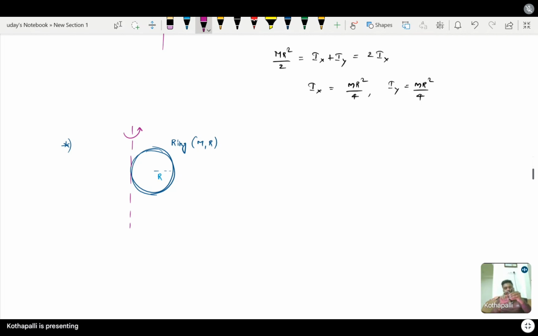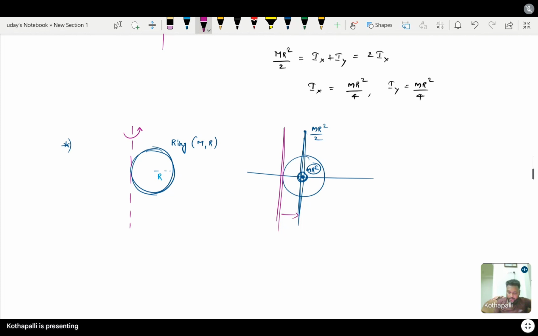I know the moment of inertia about the center of mass axis, passing through the center and perpendicular to the plane. What is that? Mr square, for a ring. So by using the perpendicular axis theorem, about this axis it is Mr square. This plus this equals this, as in the previous question. So this will be Mr square by 2. According to the perpendicular axis theorem, about the z axis Mr square, about the y axis Mr square by 2.